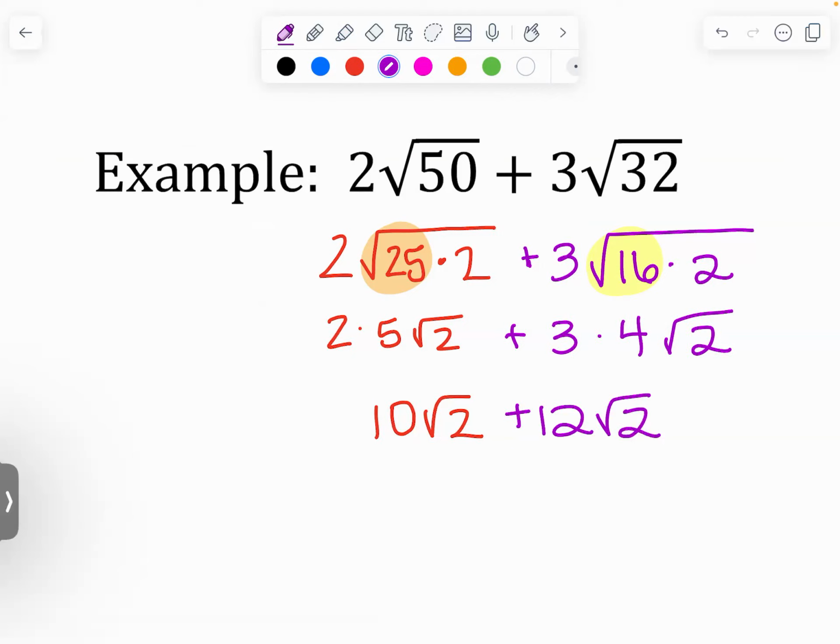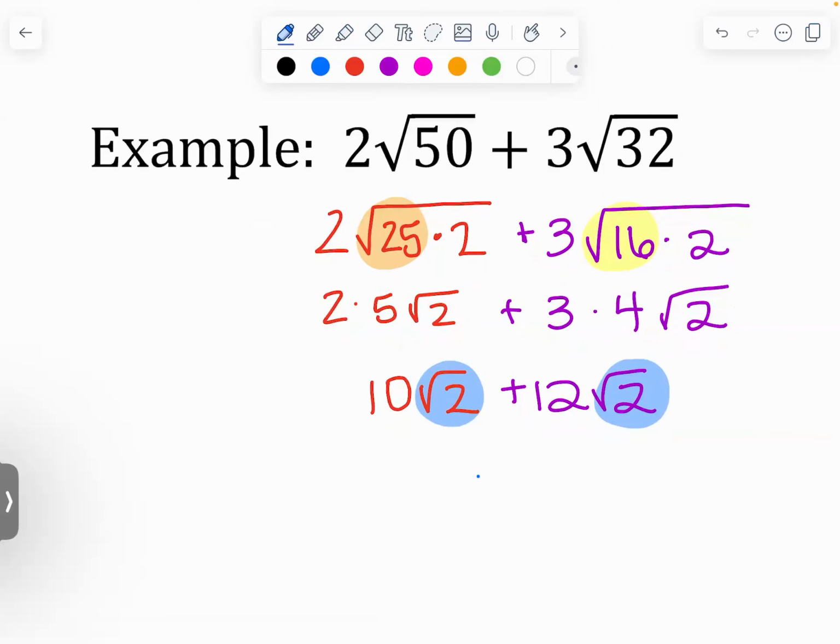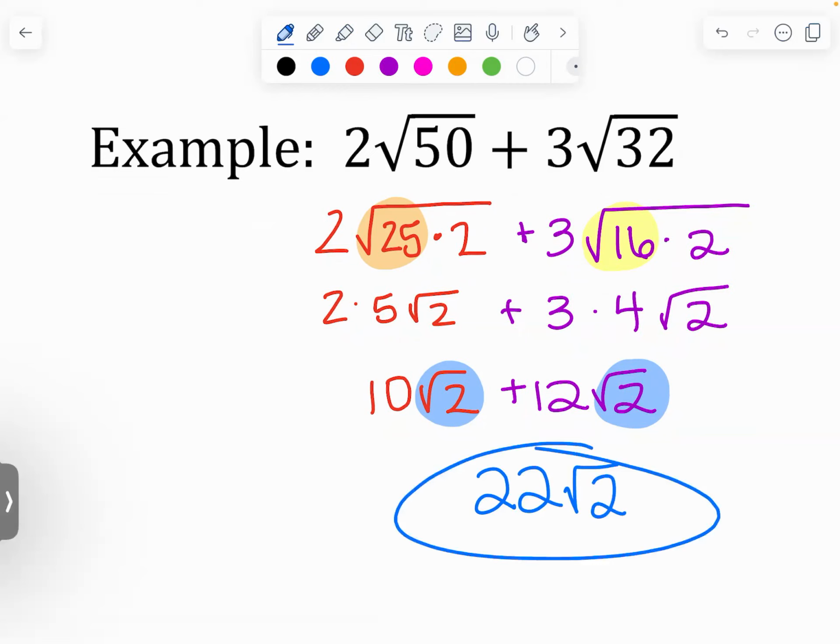Do we now have like radicals? We sure do. They both are square root of 2's. So we take 10 plus 12 to get 22 square root of 2.